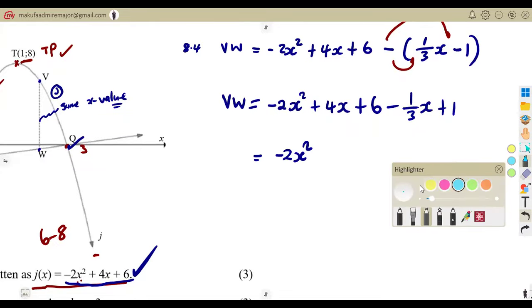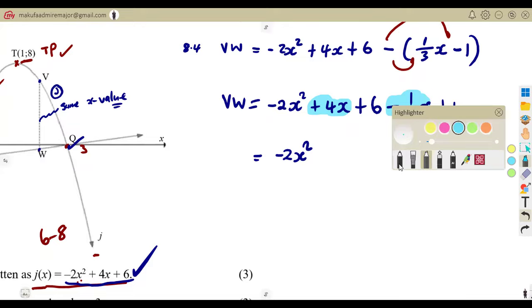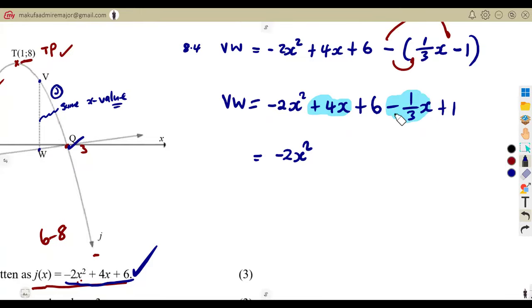Let's consider the like terms. All right, so you're going to need the like terms: 4x minus a third x. These are like terms, so it's just 4 minus a third, 4 minus 1 over 3. That is the difference that we are having there. So it was going to give us 11 over 3x. Then 6 and 1, you add, that's a 7.